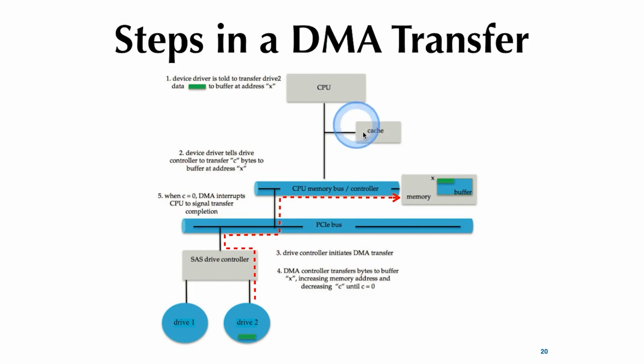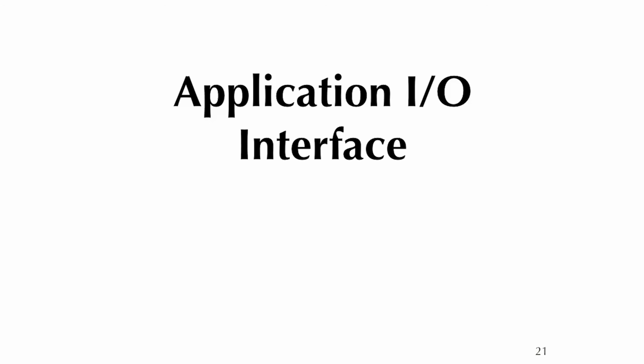The CPU does its own thing most of the time, cache hits. And then when this count is 0, it does the interrupt. Okay, and then the CPU gets the interrupt on completion. Okay, so that was more from the hardware view of things.